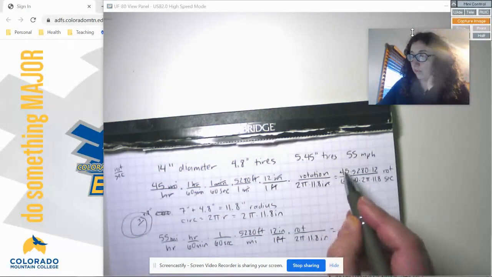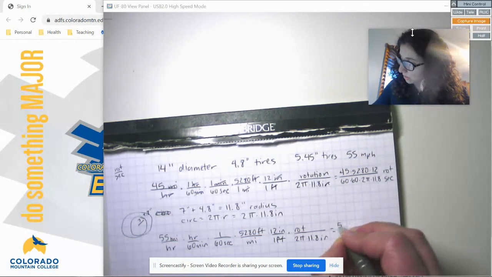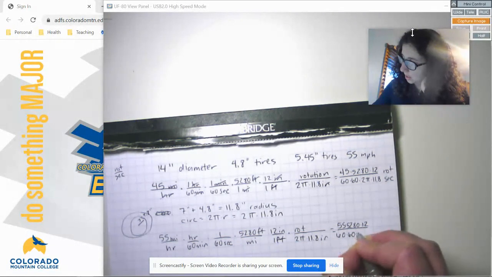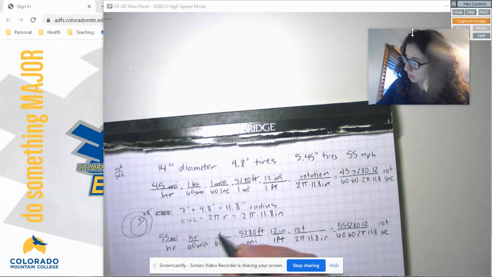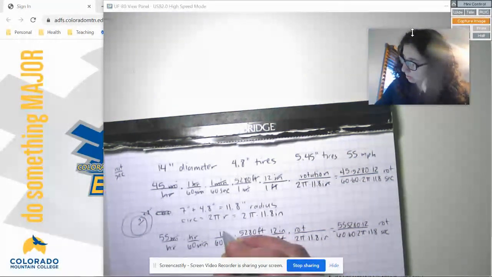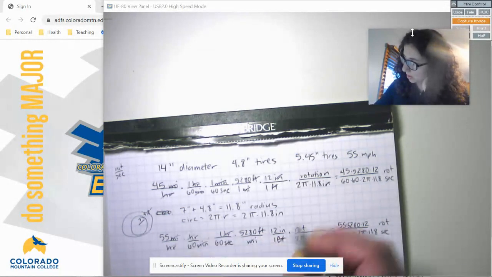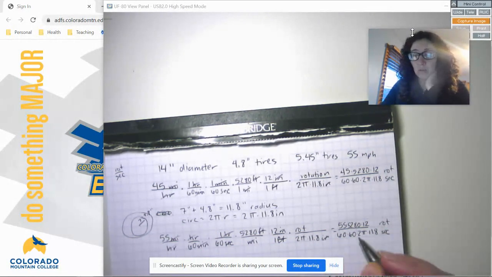The only thing that's different up here is 55 instead of 45, right? That's going to give us 55 times 5280 times 12 divided by 60 times 60 times 2 pi times 11.8 rotations per second, right? If we do all our units, seconds don't get canceled, feet, miles cancel, inches, we have rotations per second. Okay, so this is our actual rotation.